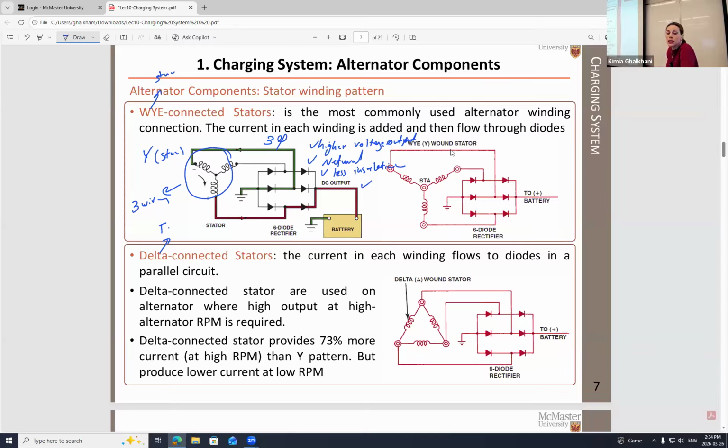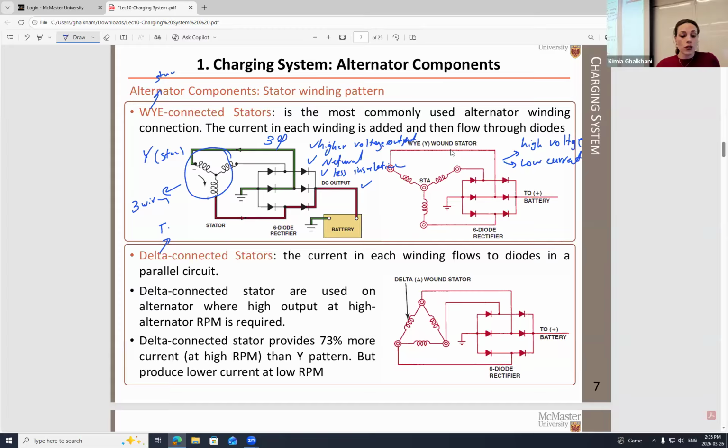And of course, this is going to be mostly used for diesel-type applications, therefore diesel engines. This is going to give us high voltage, this kind of connection. And of course, low current. So high voltage, low current. That's why I would say having a Y connected stator is more efficient than having a delta connection, right?